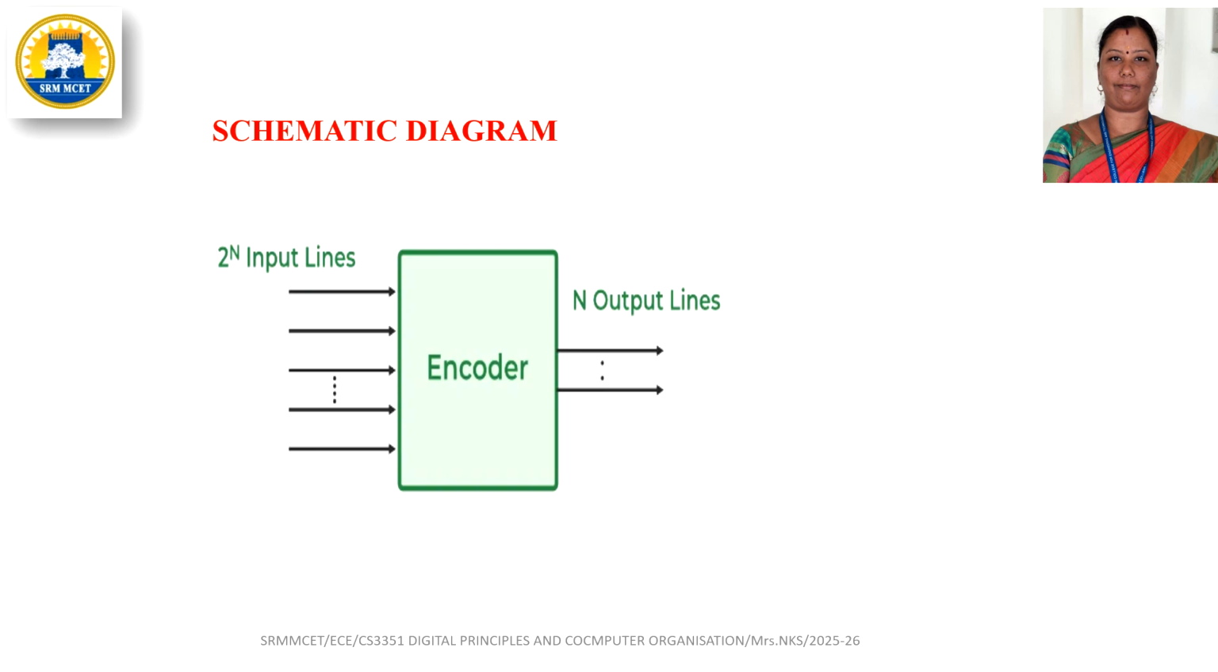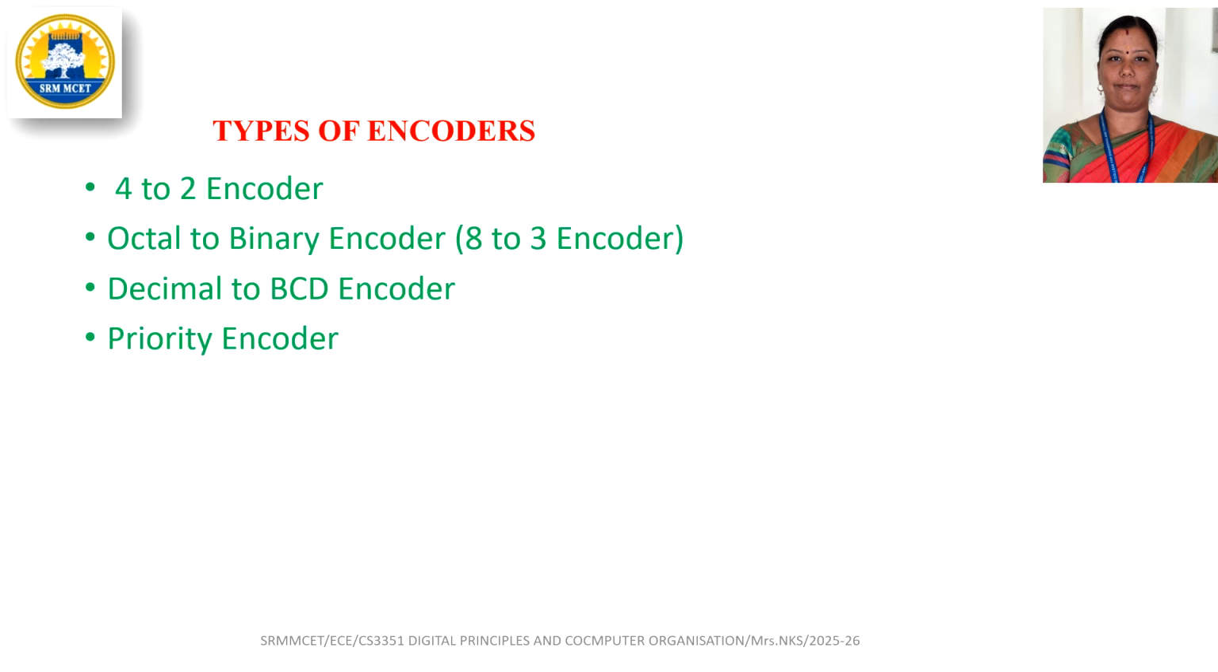This is the schematic diagram of an encoder. Look here, it will have 2 power n input lines and n output lines. So this is called an encoder. We have 4 types of encoders here: 4 to 2 encoder, octal to binary encoder, decimal to BCD encoder, and priority encoder. We will discuss the octal to binary encoder here.